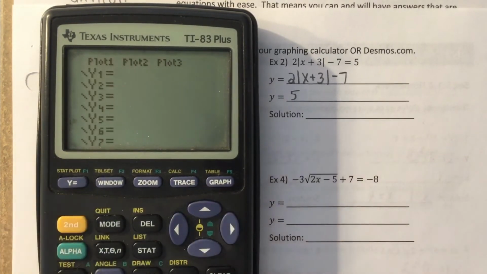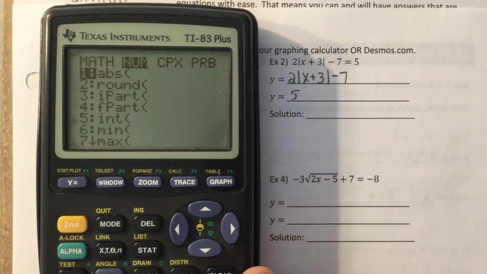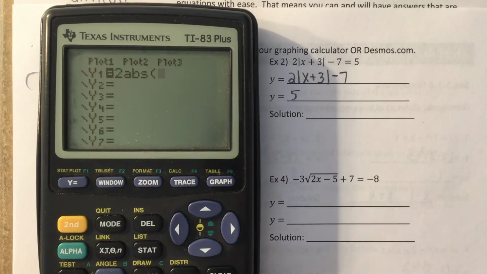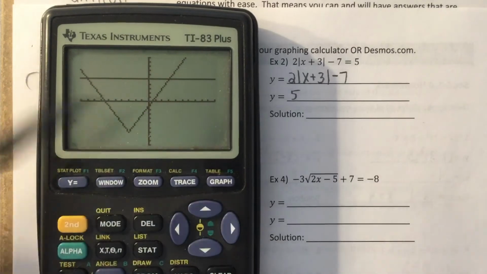I'm going to graph y1 equals absolute value. Absolute value is math, scroll over to number and then ABS. Absolute value of x plus 3. Close your parentheses or your absolute value bars, depending on what kind of calculator you have, minus 7. And I'm graphing y equals 5. So there's my V. I am only intersecting at 2 spots.